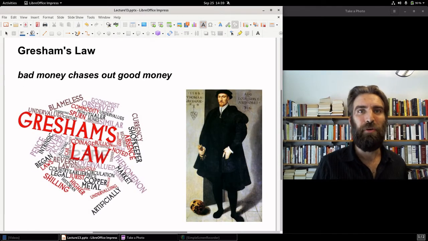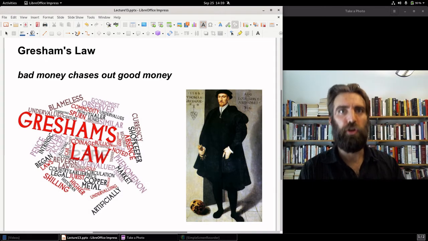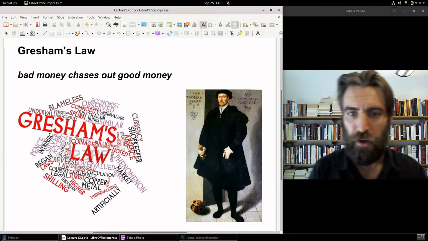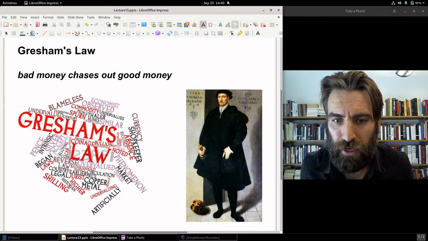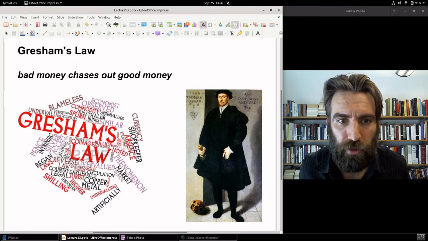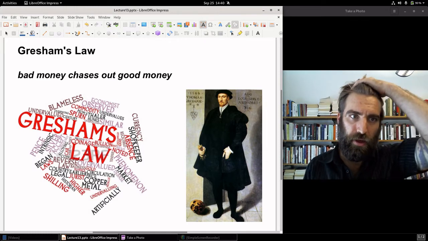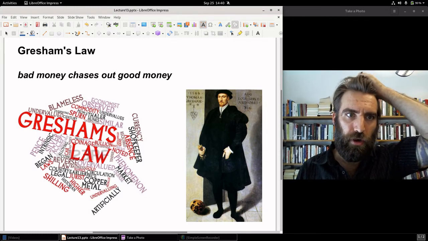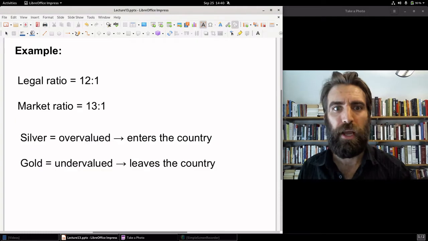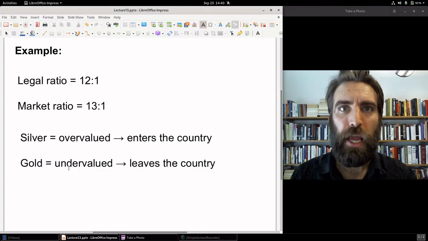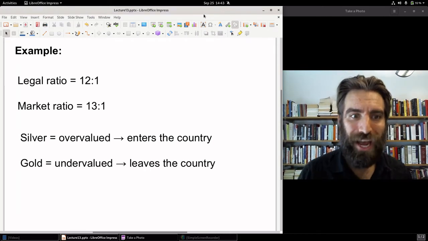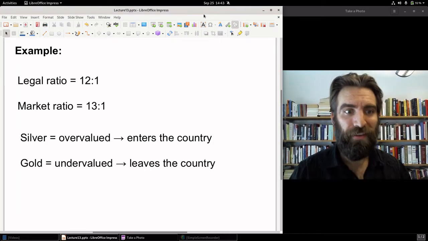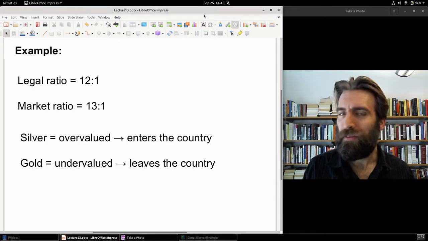This is an example of, again, Gresham's Law. And there he is, the man, Thomas Gresham, financial advisor to Queen Elizabeth I. And that law, Gresham's Law: bad money chases out good money. Well, what's the bad money here? In this particular example, the bad money is the silver. Why is it bad? What's wrong with silver?